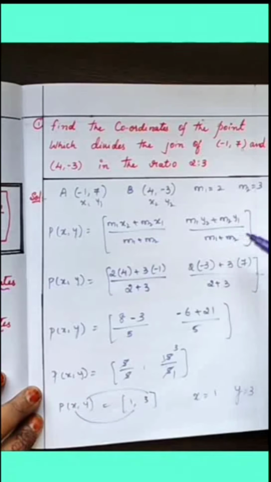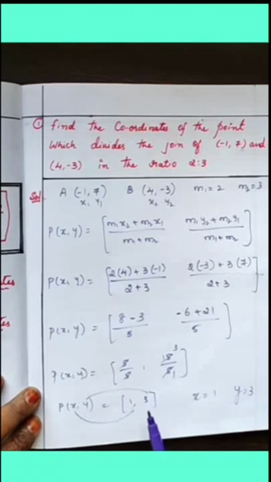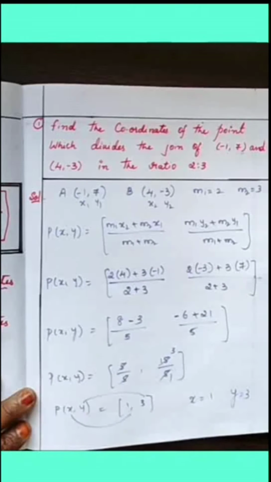Now substitute all these values in the section formula and simplify it. After simplification, you will get (1, 3). The x value is 1 and the y value is 3. Dear students, are you following? Now we will go for the second problem.